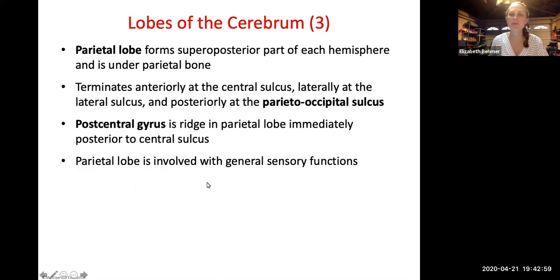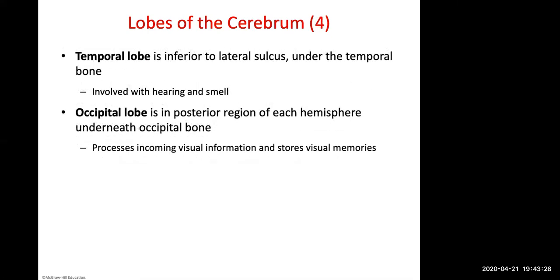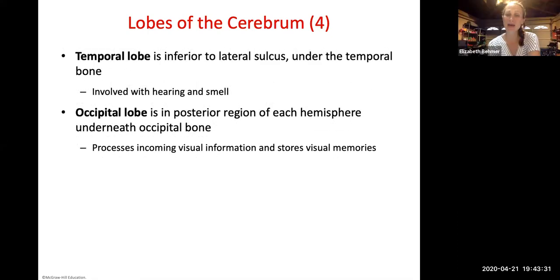All right, so we'll move on to the parietal lobe. It's right underneath the parietal bone. It terminates anteriorly at the central sulcus. The postcentral gyrus is the ridge in the parietal lobe immediately posterior to that central sulcus. And the parietal lobe is involved with general sensory functions. And that's because it contains that somatosensory cortex in that postcentral gyrus. So that's parietal lobe. The temporal lobe is involved with hearing and smell. And then your occipital lobe is where the processing of all incoming visual information, storing visual memories occurs in the occipital lobe as well.